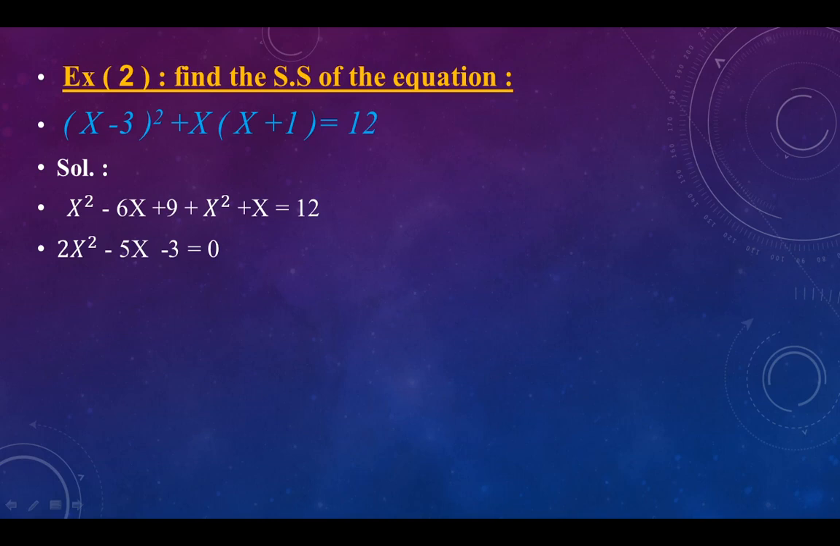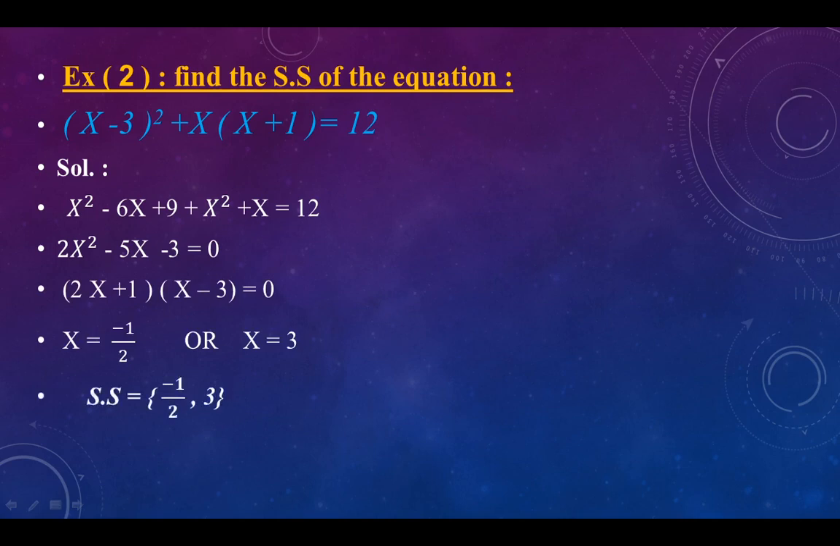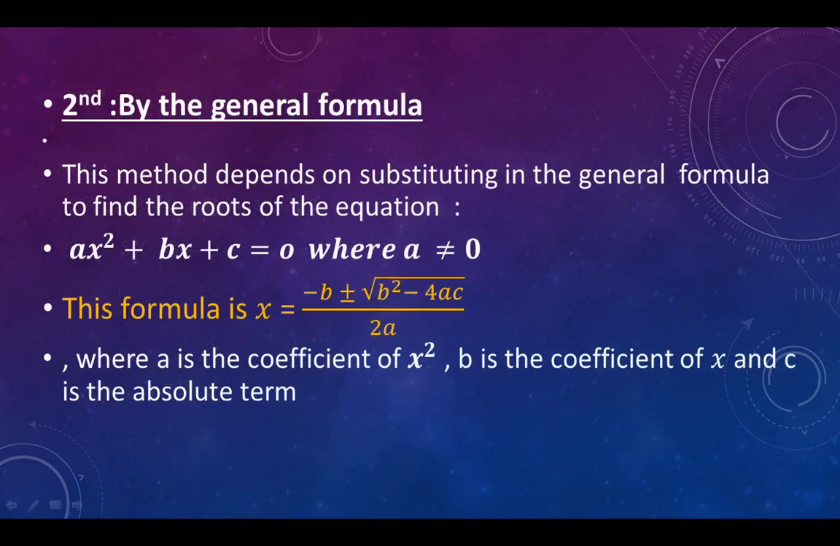So by using factorization, you will find that x equals negative half or x equals 3. The solution set equals negative half and 3. Okay, this is a straightforward and very easy example. The key in this example that you have to remind yourself of is how to expand a bracket to the power of 2. Let's go to another example.